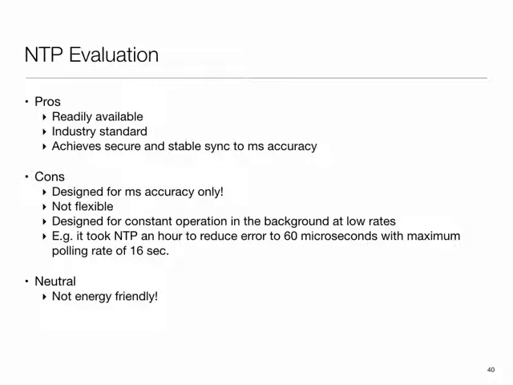The way it was designed is for running in the background at a constant low rate, independent of what the applications may need. Is it good or bad? It's a trustworthy service, always there, but it just operates at a fixed rate. For example, this is from some paper. It took NTP an hour to reduce error to 60 microseconds in a local area setting by polling every 16 seconds, which is a lot. Normally you contact an NTP server maybe once a day or even less frequently. Not very energy friendly because it's kind of always running, but it's there.